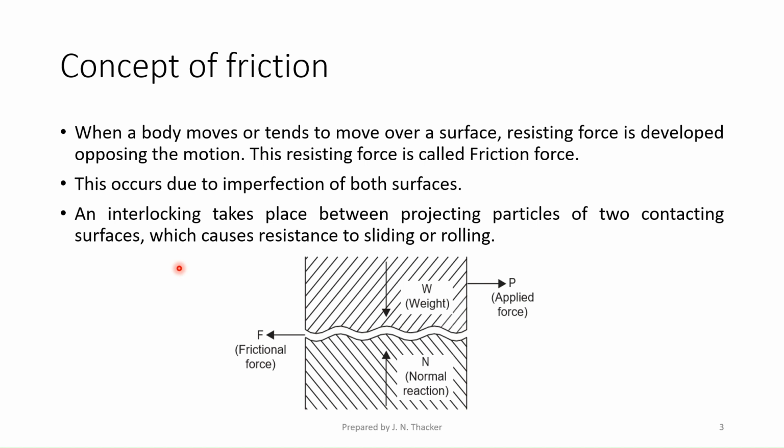There are two ways of moving a body over another. First, you can slide it or you can roll it. So, the resistance is developed against the sliding or rolling due to the interlocking of projecting particles of two contacting surfaces. So, this is basic concept of friction.